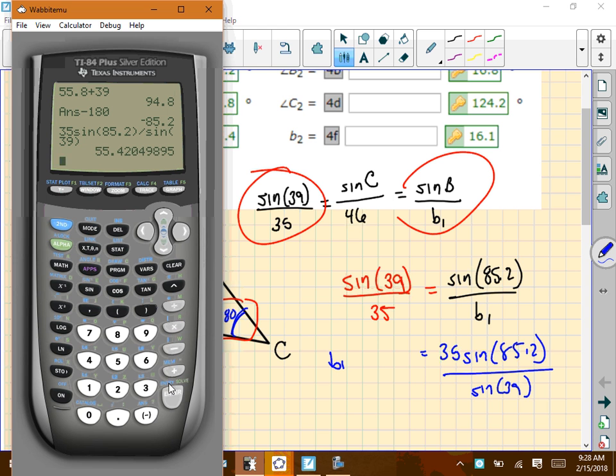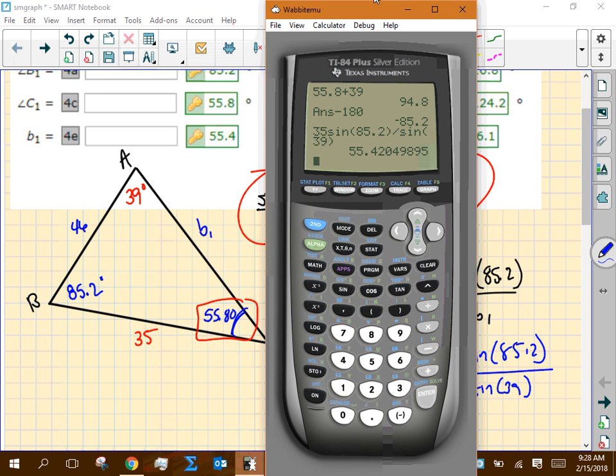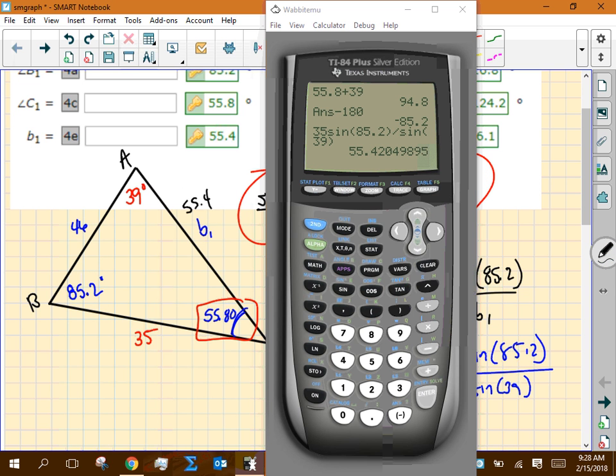Okay, and that gives me B to be 55.42. Okay, 55.4. And that would then be all 6 components. All 6 components of that triangle, right? You got all 3 side lengths, all 3 angle measurements. Okay.